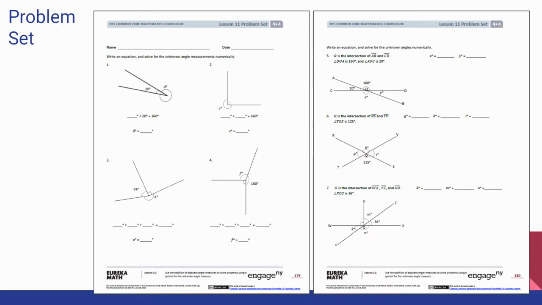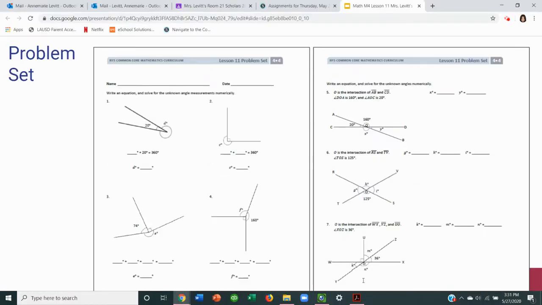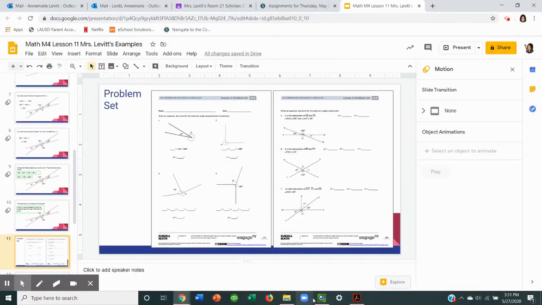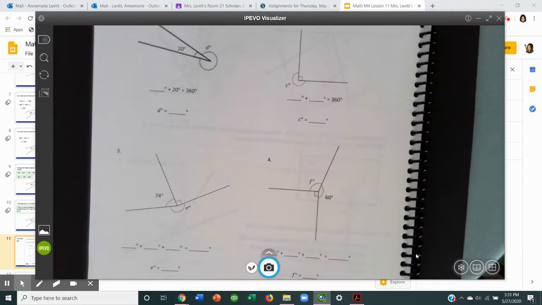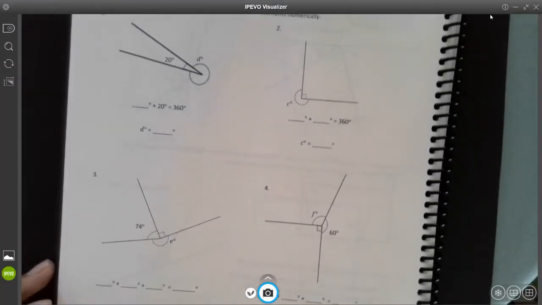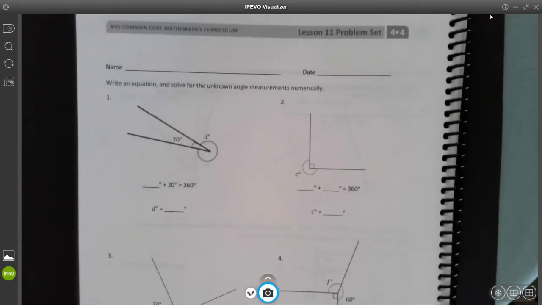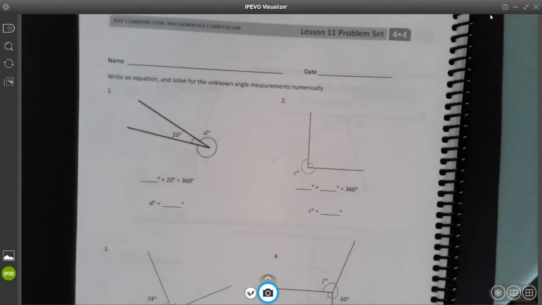Please take out your problem set. I'm going to move over to my problem set and do a few examples with you. Okay, so for problem set 11, number one, the instructions are: write an equation and solve for the unknown angle measurements numerically. So we're going to write equations and find the numbers.